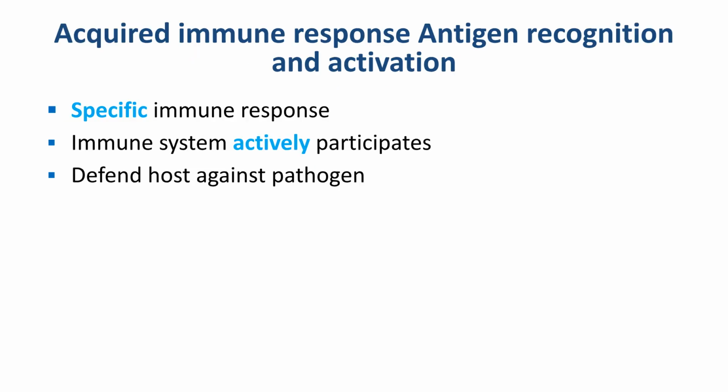immunological disorders. The acquired immune response is a specific immune response, meaning it targets particular pathogens with precision. Unlike innate immunity, which responds generally to broad categories of threats, acquired immunity recognizes specific molecular structures on individual pathogens. In this response, the immune system actively participates through lymphocytes, B cells, and T cells that undergo activation, proliferation, and differentiation. These cells don't just respond passively, but undergo complex changes that take days to develop.